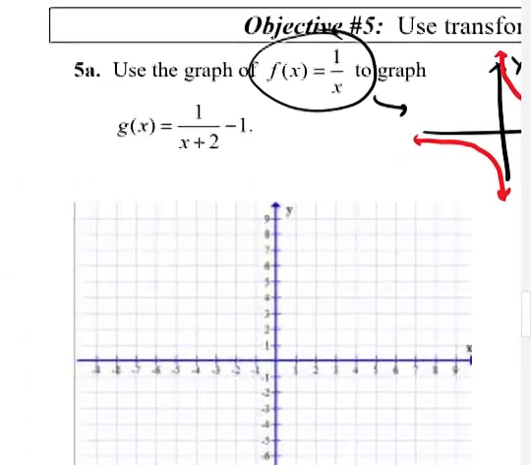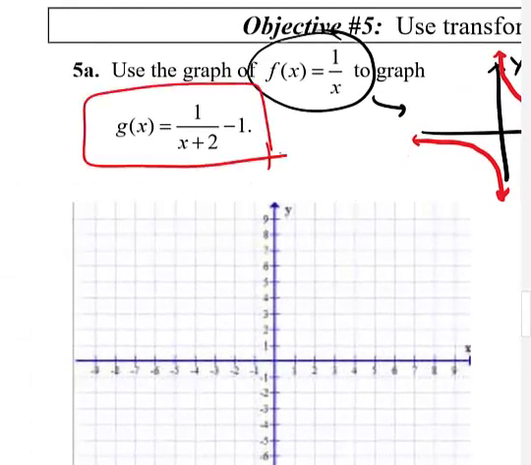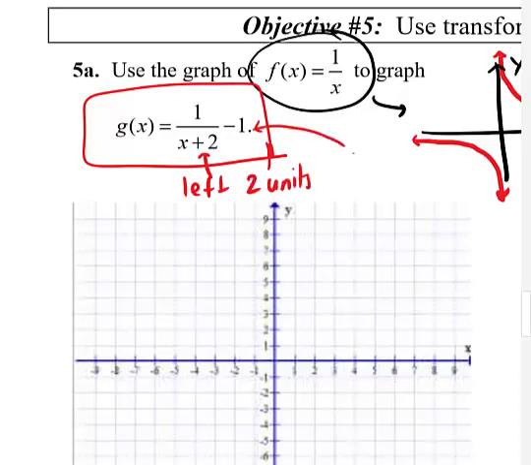But we're going to use transformations to graph this function. So we have to dig back into chapter 2 to figure out that 2 down there, does that move it left or right or up or down? This plus 2 actually moves it left 2 units. And then this negative 1 moves it down 1 unit.